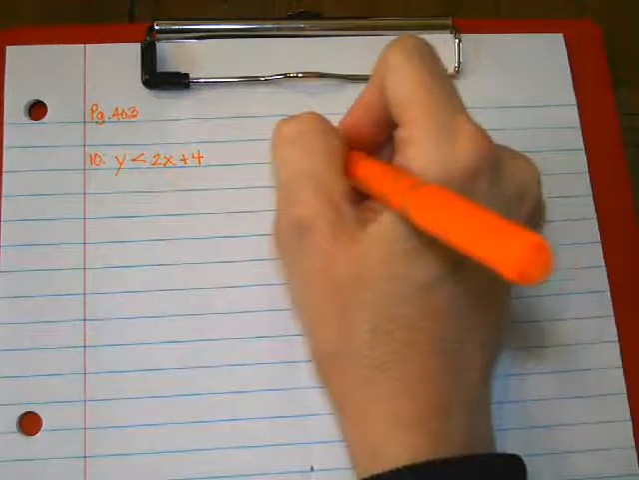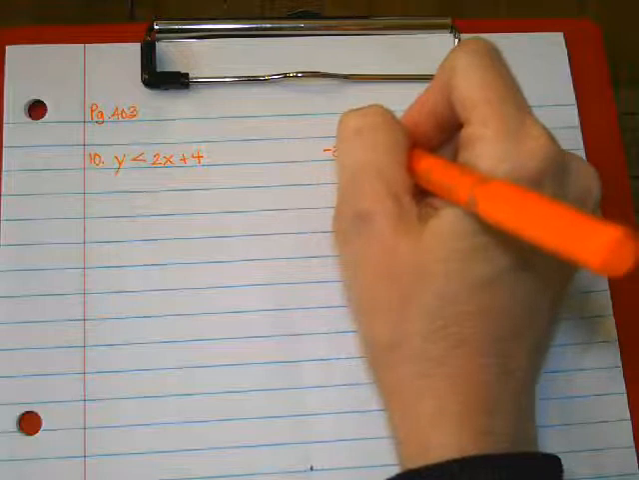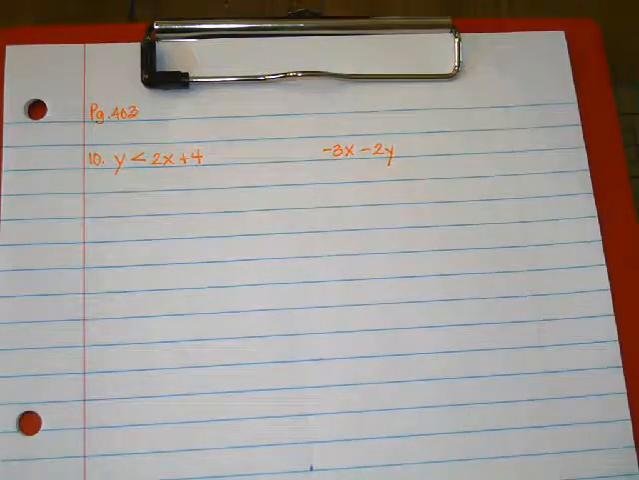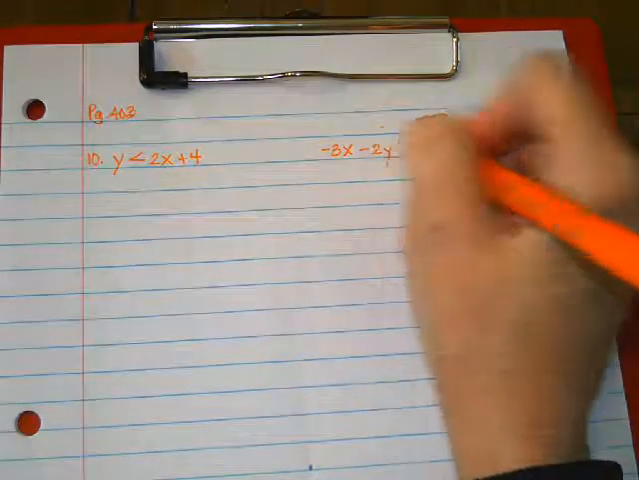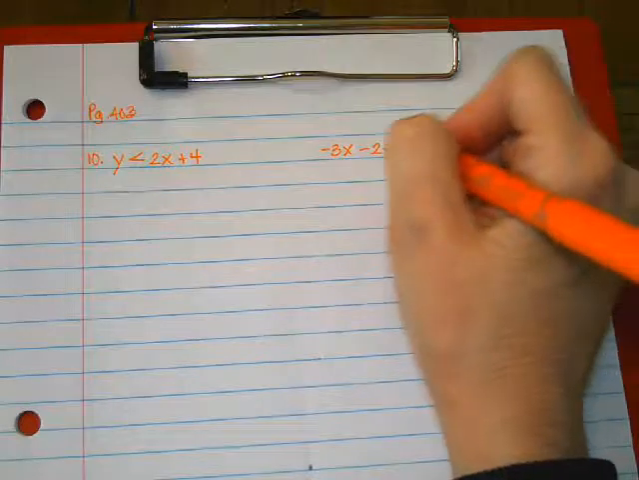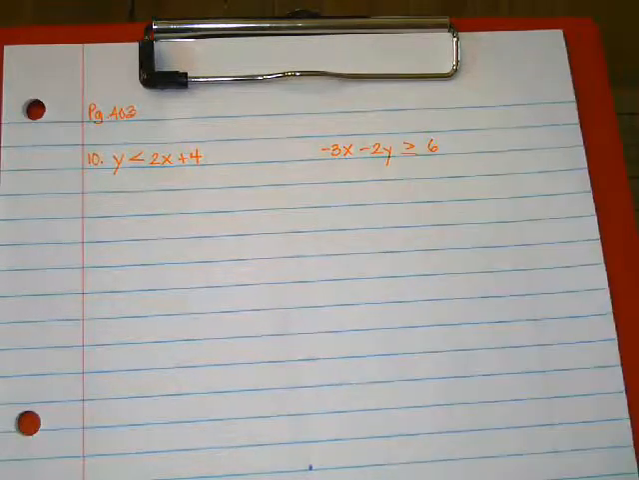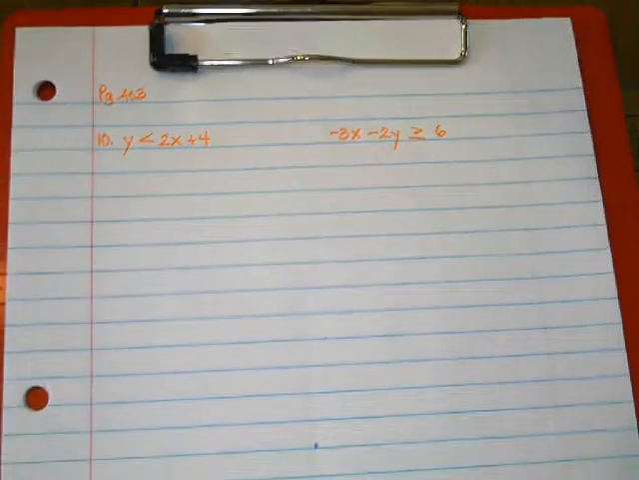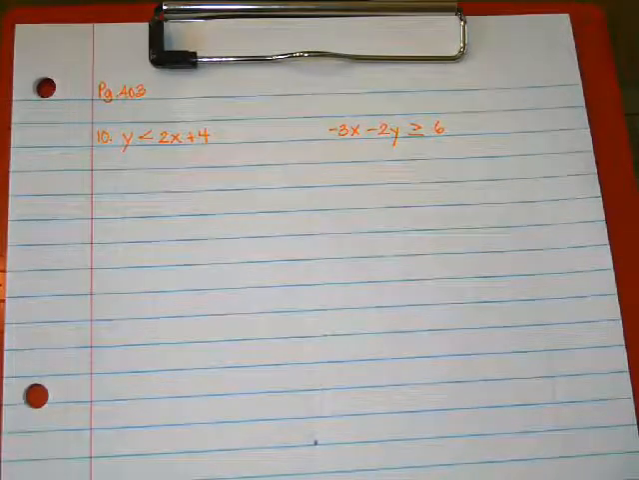All right, number 10, we have y is less than 2x plus 4. And then we have negative 3x minus 2y is greater than or equal to positive 6. All right, there are two problems for number 10 on page 403. So let's look at the first one and ask ourselves a few questions.